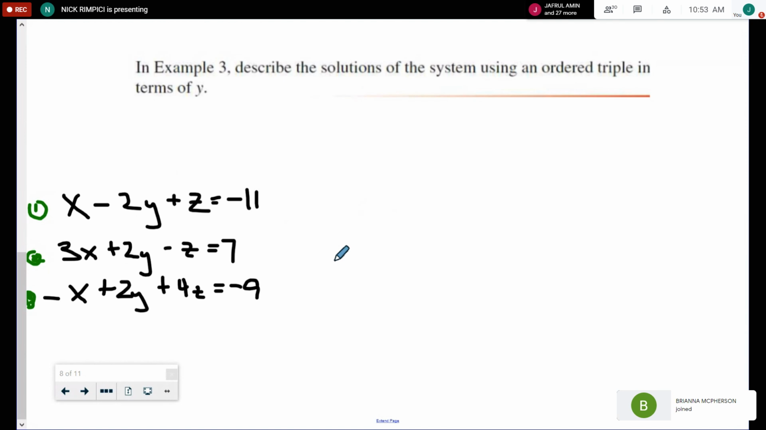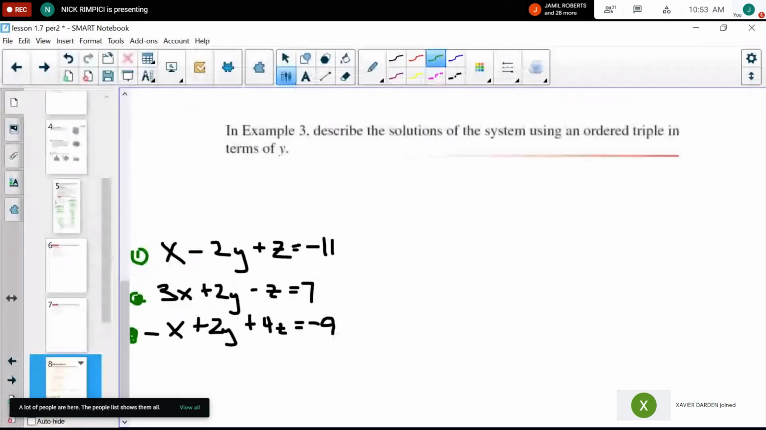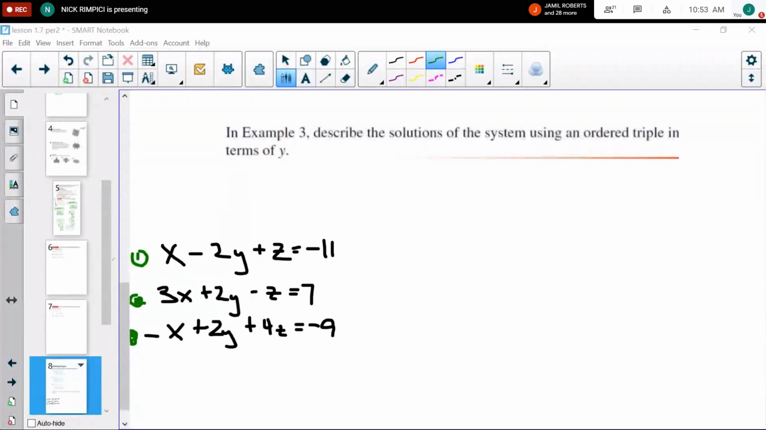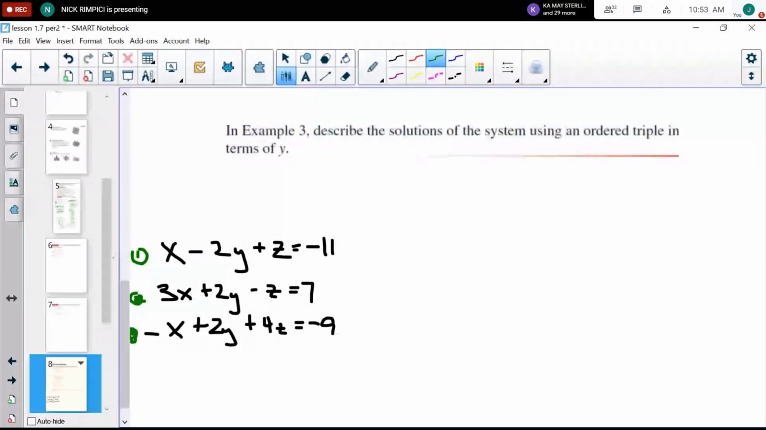You really can't be wrong, but you're going to make more work for yourself if you pick things that are tougher. So I'll let somebody go ahead and select. Again, you could pick 1 and 2, 2 and 3, 1 and 3. So somebody go ahead and select something. 1 and 2? Okay. So let's take 1 and 2.